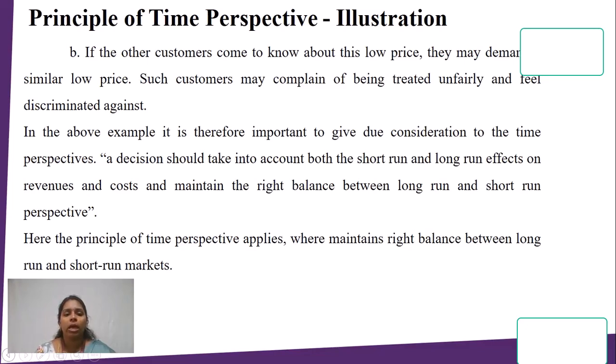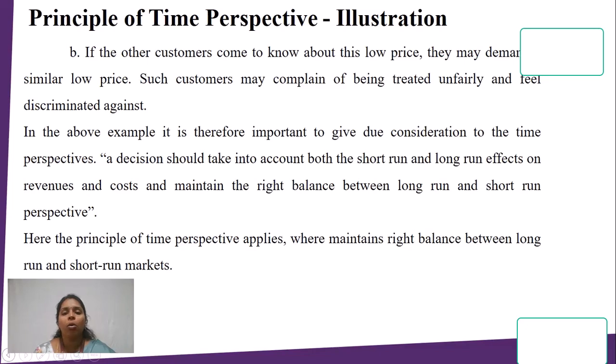So in the above example, it is important to give due consideration to the time perspective. A decision should take into account both short run and long run effects on revenue and cost and maintain the right balance between long run and short run perspective. It is the duty of the managerial economist to identify or justify the outcomes with respect to his particular firm. In this example, the managerial economist has two options.